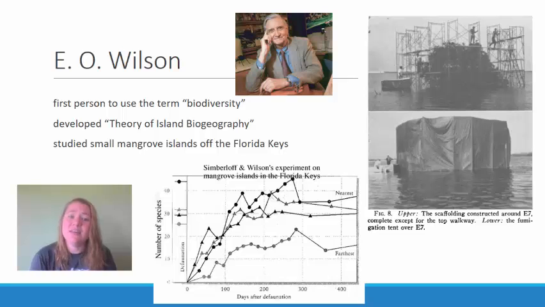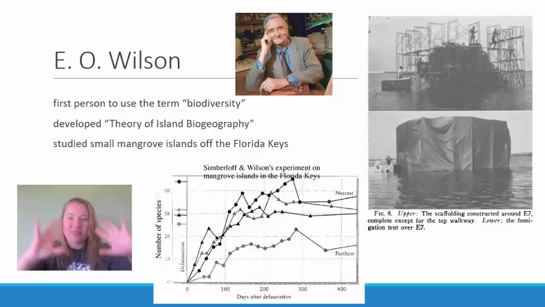Now, he did this by studying small mangrove islands off of the Florida Keys. And when I say small, they're really not all that big. They are quite small, and they're actually pictured in this image here on the screen. What he did is he went out to these islands and he measured the size of the island, so the area of the island. He also measured how far that island was from other islands and how far they were from the mainland. Then he recorded all of the biodiversity that was found on that island. So he recorded all the insects and all the plants and all the animals.